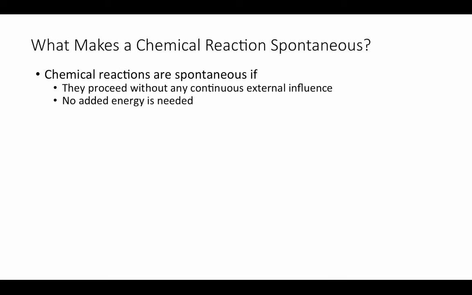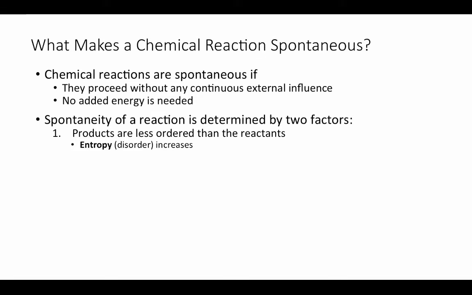It'll be spontaneous if they proceed without any continuous external influence, so no input of energy is required for spontaneous reactions to occur. If the right chemicals are in the right place and the right concentrations at the right temperature, that chemical reaction is just going to occur without any additional energy input. So how do you know if a chemical reaction is going to be spontaneous?